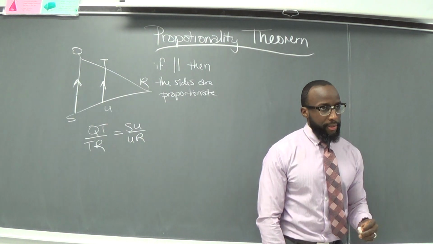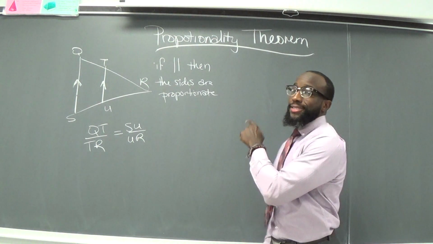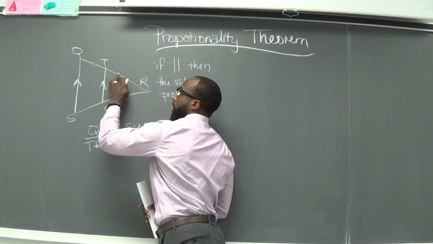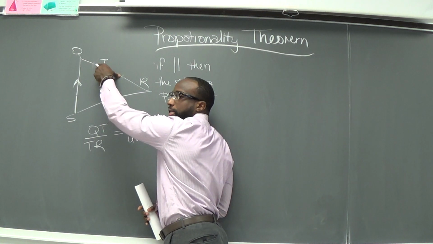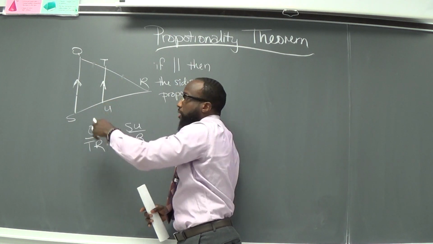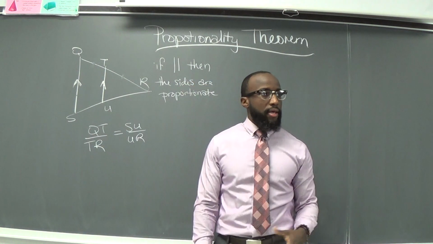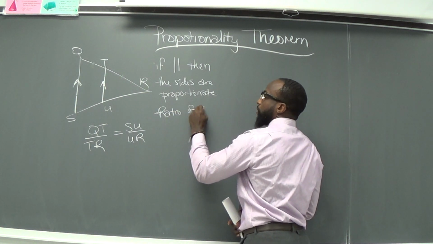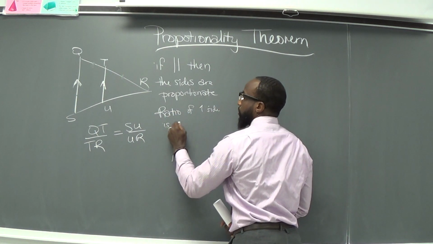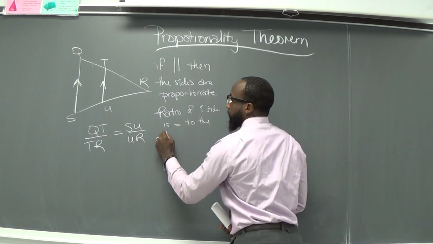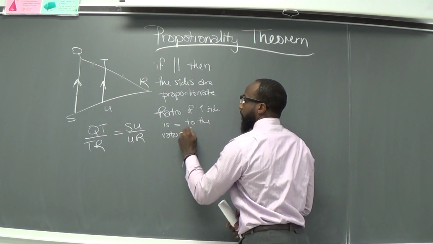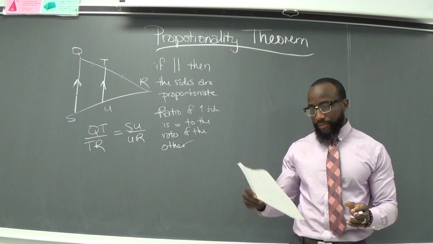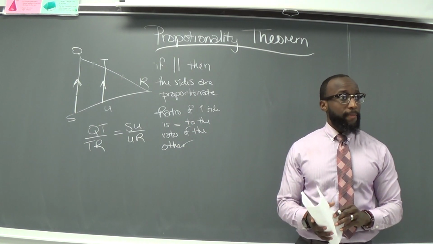Proportionate does not mean equal. Even though this is intersected, it's not saying that these are equal to each other. It's just saying that the ratio of this side is equal to the ratio of that side. So we write that down: the ratio of one side is equal to the ratio of the other. We good with that?